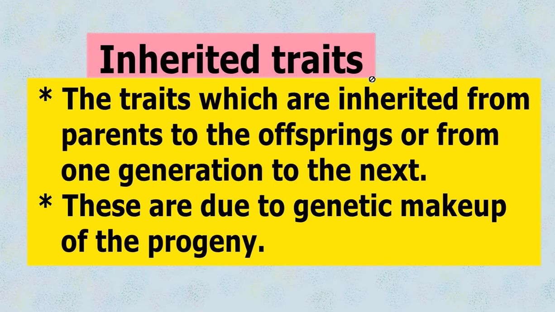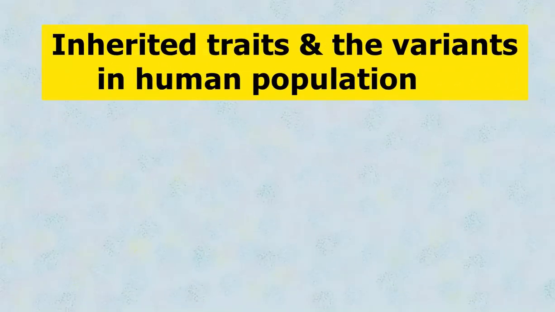What are inherited traits? The traits which are inherited from parents to the offspring, or from one generation to the next, are known as inherited traits. These traits are due to the genetic makeup of the progeny, or due to the kind of genes or the genotype of the individual. Let's discuss some examples of inherited traits and the variants in the human population. We are going to discuss only a few examples here.